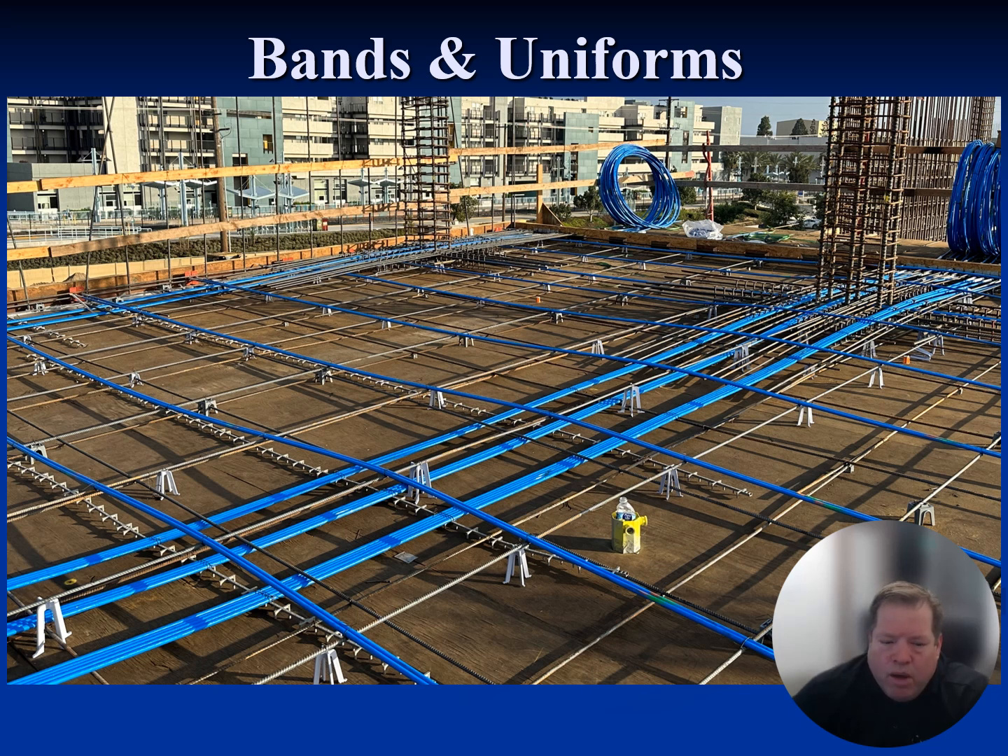This is another blow-up view of a band and uniform system. Hopefully, again, you can see the bands go right through the columns. So that's your direct load transfer. Punching shear obviously is a big deal. You can see there's some rebar here and rebar over the columns, which we will cover in a little bit.